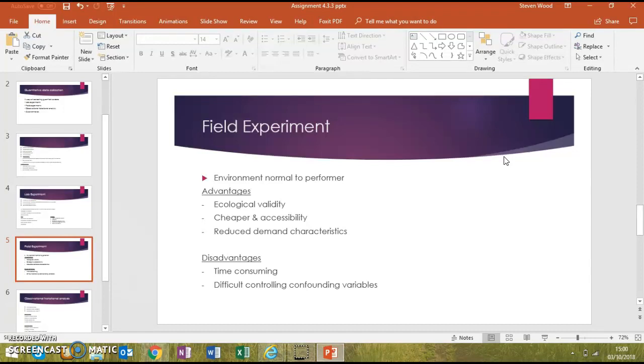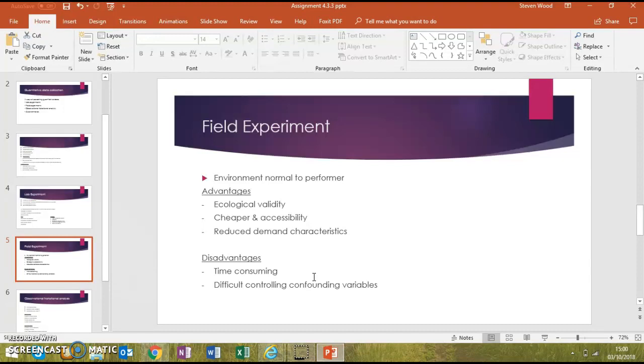It's also cheaper and more accessible because you don't have to use as much scientific equipment. There's also reduced demand characteristics, because during a field experiment the participants might not necessarily know that they're being observed, and so they won't feel like they need to change up. A disadvantage to this is it's potentially time consuming.